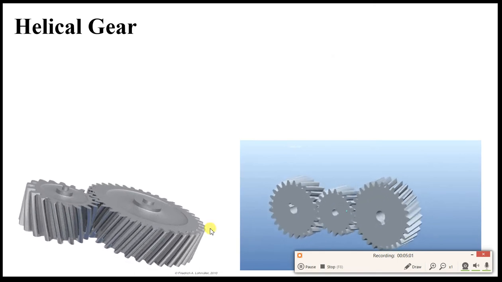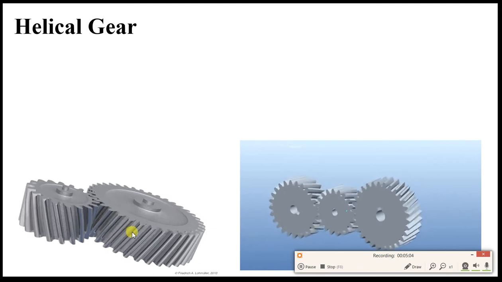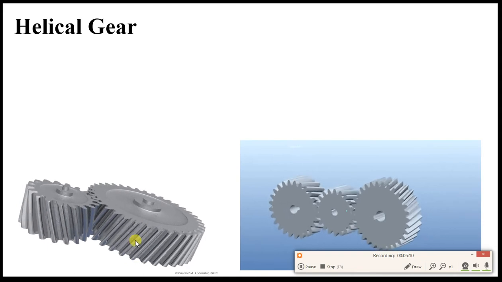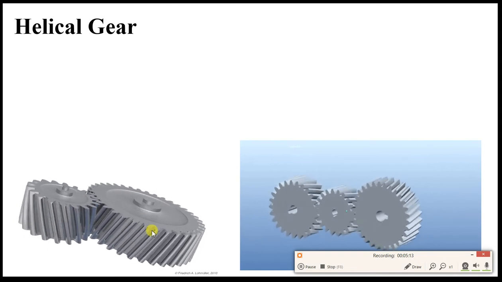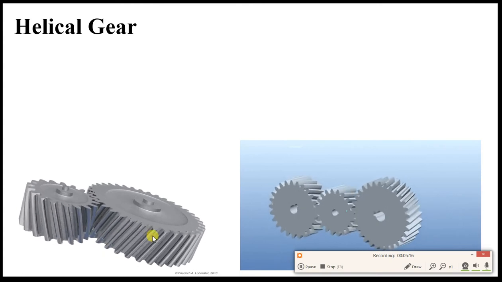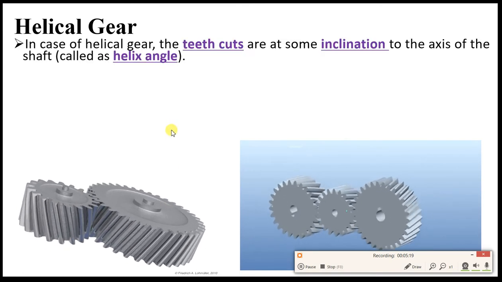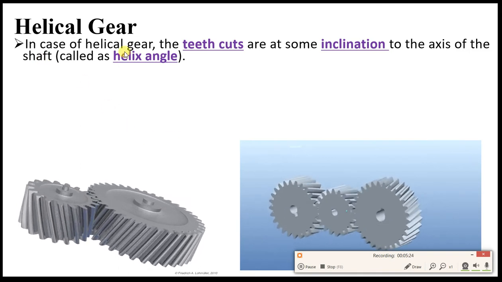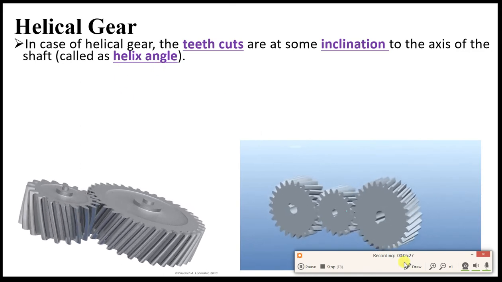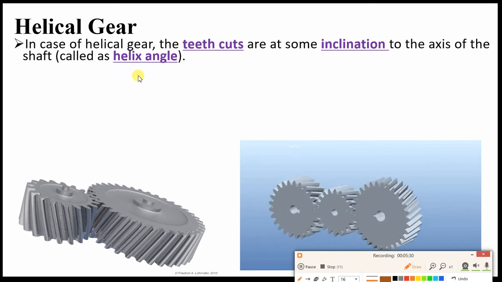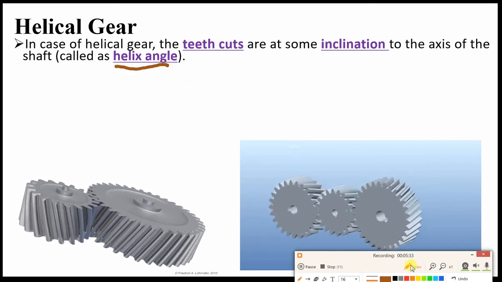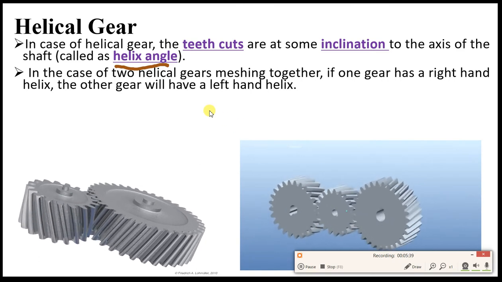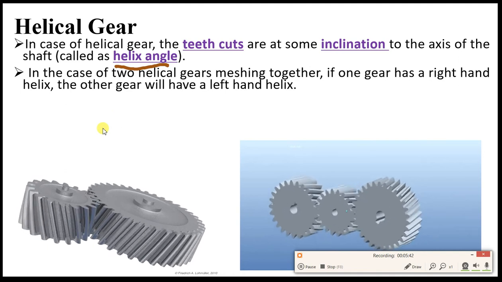Second is the helical gear. Now you can easily see here, if you compare the helical gear with the spur gear, in the spur gear the teeth are cut straight, parallel to the axis. Now you can see here the teeth are cut inclined to the axis of the gear. So when teeth are cut at some inclination to the axis of the gear, that gear is called a helical gear, and that angle is called the helix angle. Generally this helical gear is used for more power transmission than the spur gear.